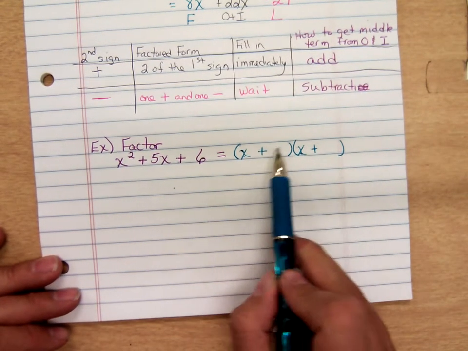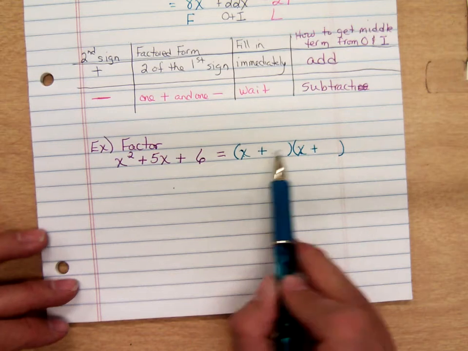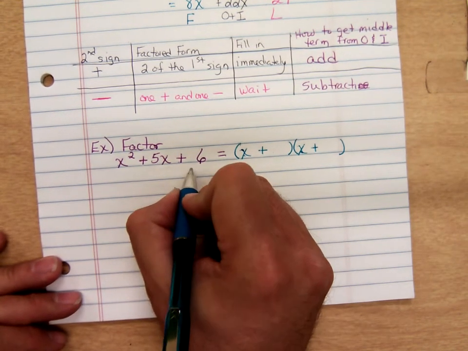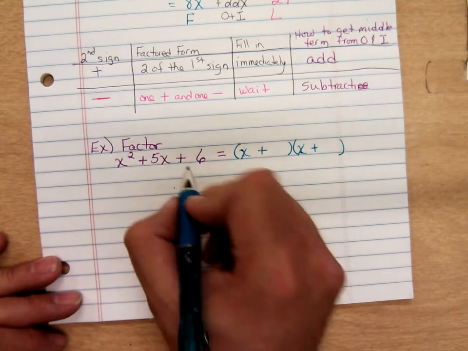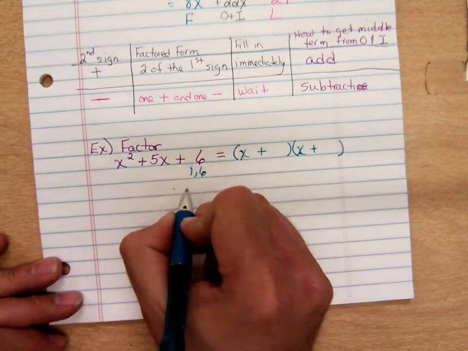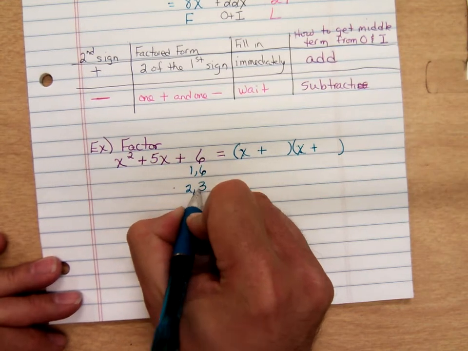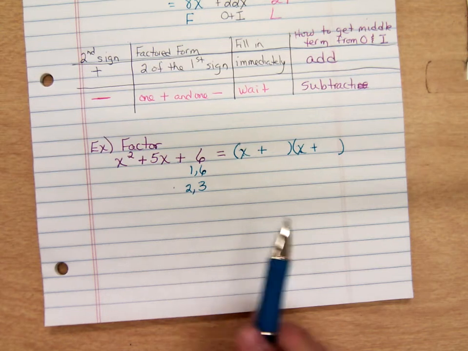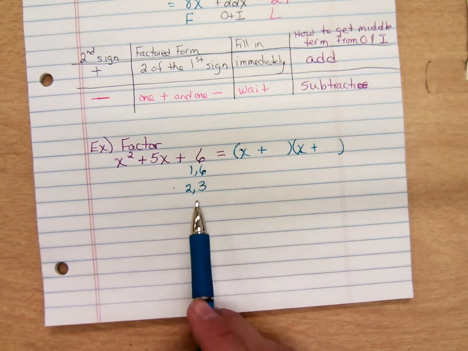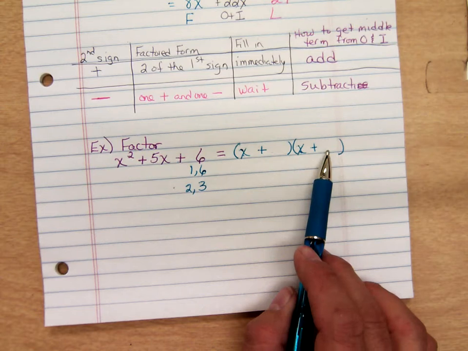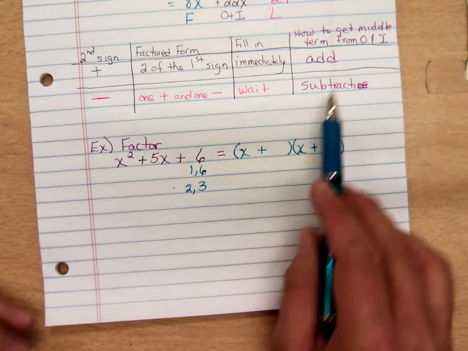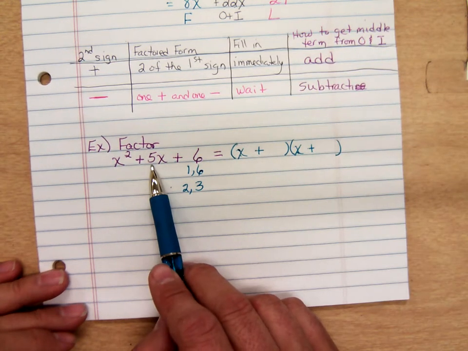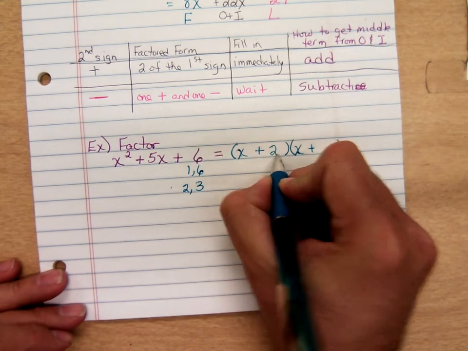Now the last two positions should multiply together to give 6. So what I think about here is, what are the numbers that multiply together to give 6? Well, there's 1 times 6 and 2 times 3. Well, you're going to have to make this thing work out. Which pair of numbers, if I put here and here, will give me the outer and inner terms that add together to get a 5x? Well, a 2 and a 3.